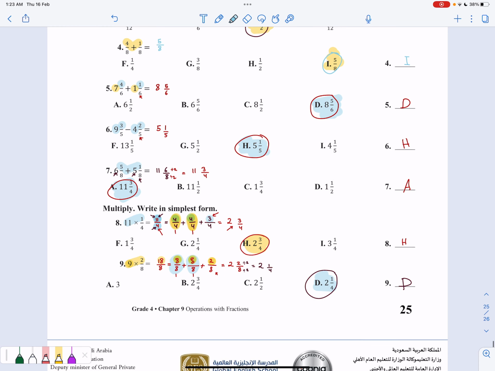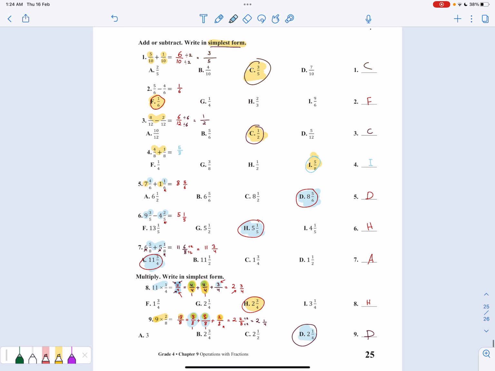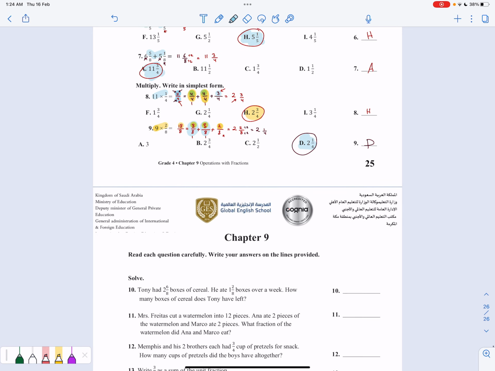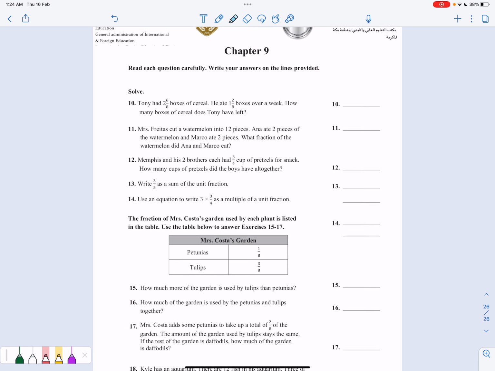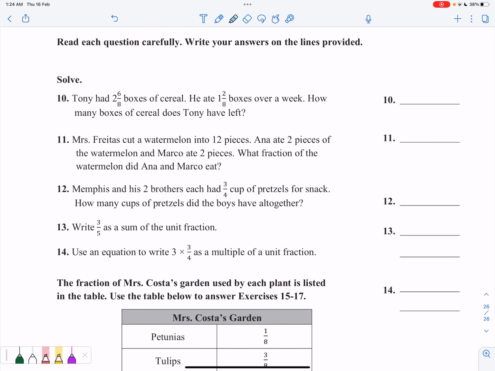So this way we finished the first page. We just have the other page. Okay, let's go to the next page. Here we have some word problems. We just need to read each question carefully and then try to get the meaning and answer it.